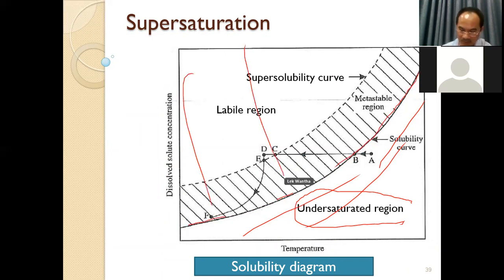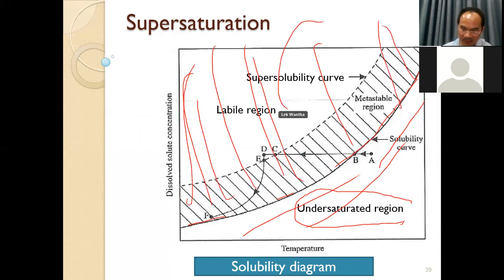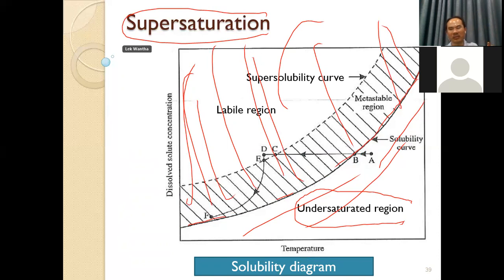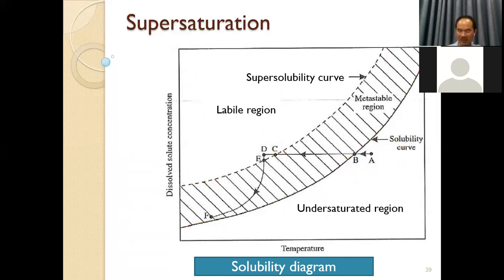How about this zone? This zone above the solubility line we call the supersaturation zone. But we separate the supersaturation into two zones: the metastable zone and the labile zone. The metastable zone is the lower concentration, but also supersaturated. The labile zone is the higher supersaturation. In the labile zone, most of the nucleation occurs.